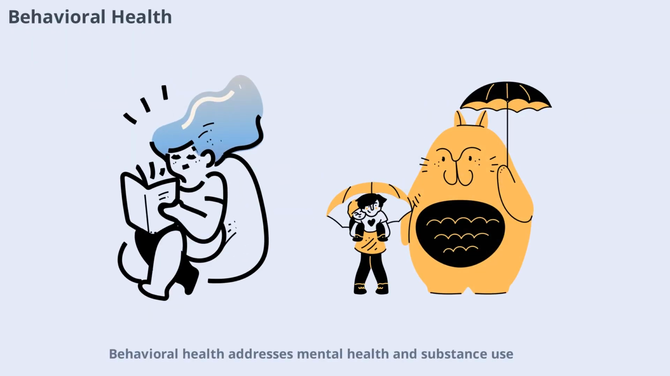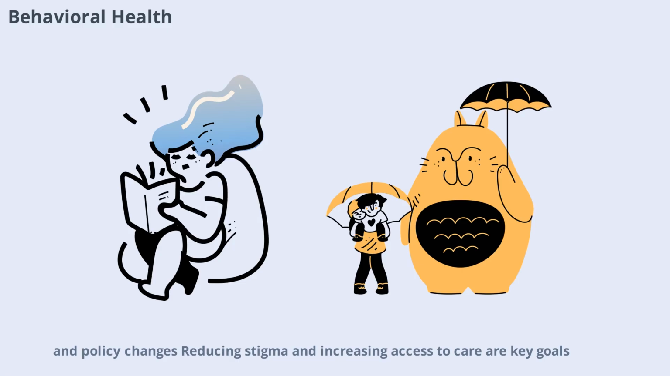Behavioral health addresses mental health and substance use, both of which are critical to overall well-being. Public health works to prevent and treat behavioral health issues through education, support services, and policy changes. Reducing stigma and increasing access to care are key goals. By integrating behavioral health into public health, we can improve outcomes for individuals and communities.